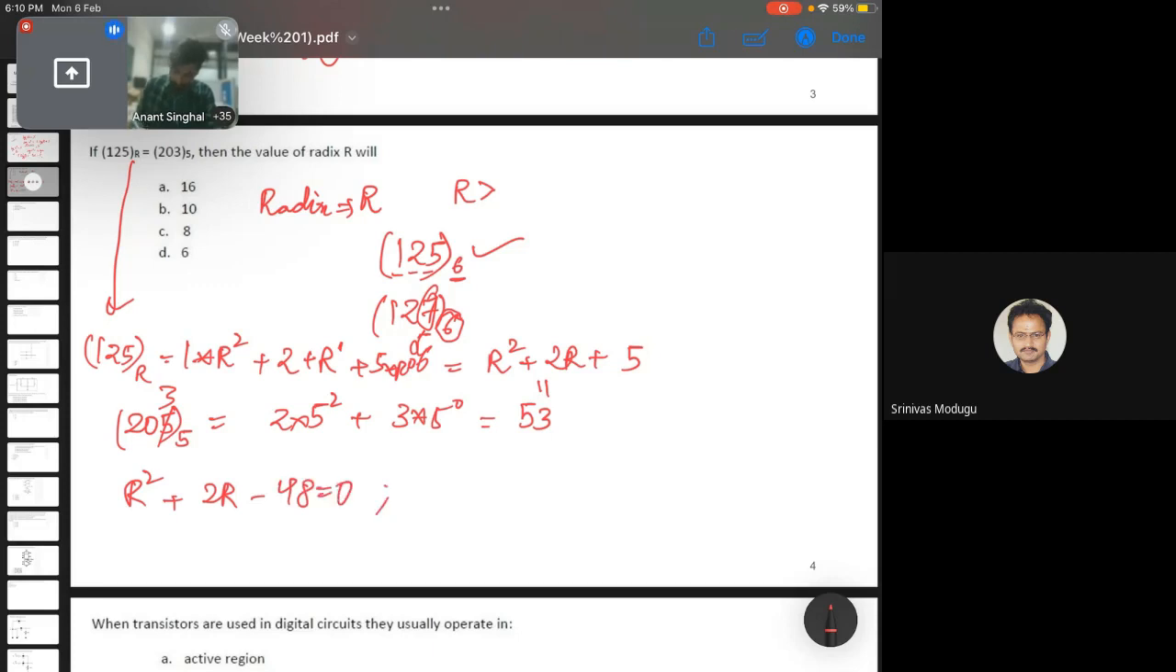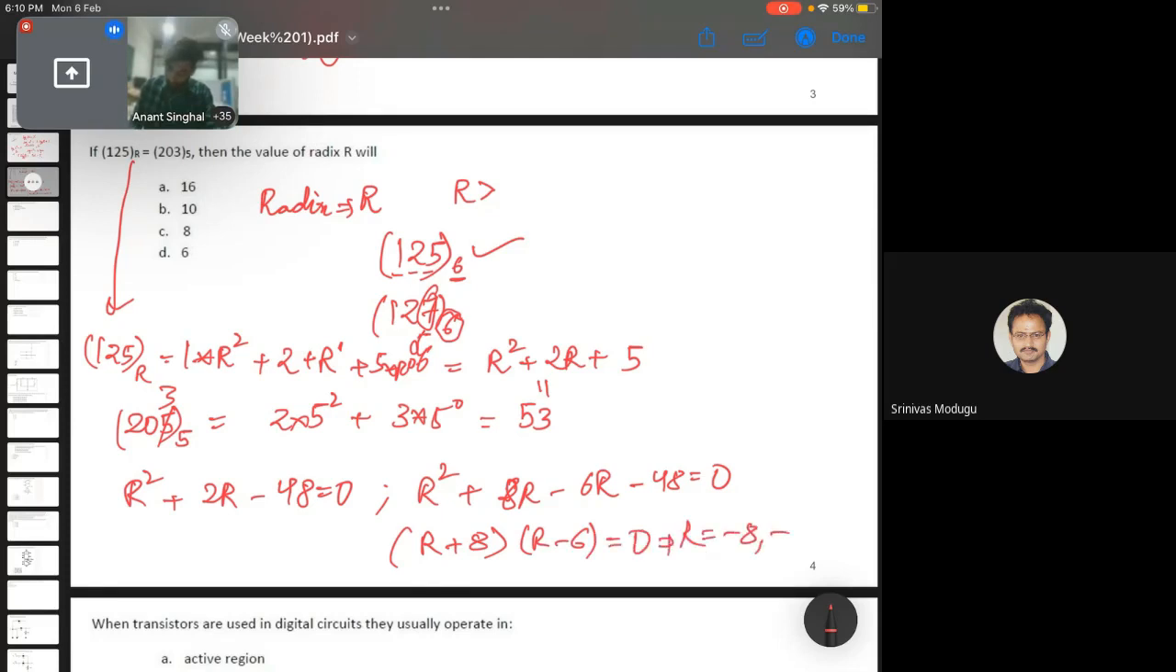Now applying basic factorization, it is nothing but r square plus 8r minus 6r minus 48 equals 0. Factorizing this, we get r minus 6 equals 0. So we get two possible values of r, minus 8 and plus 6. We know this number system cannot be negative. So the correct answer to this question is plus 6, which is D.